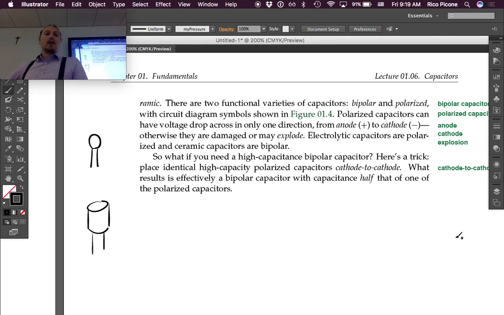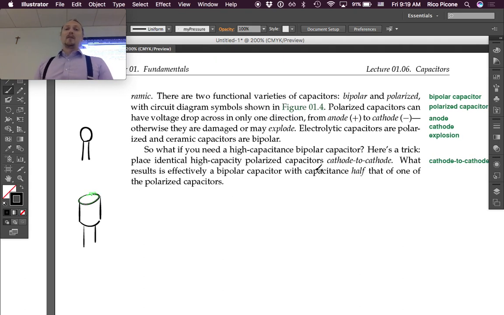Electrolytic capacitors are polarized, and ceramic capacitors are bipolar. 99.99% of the time, that statement is true. There are some bipolar electrolytic capacitors, but it turns out that they're mostly just built by this trick here. So what if you need a high capacitance bipolar capacitor? Bipolar capacitors are the ceramic ones.